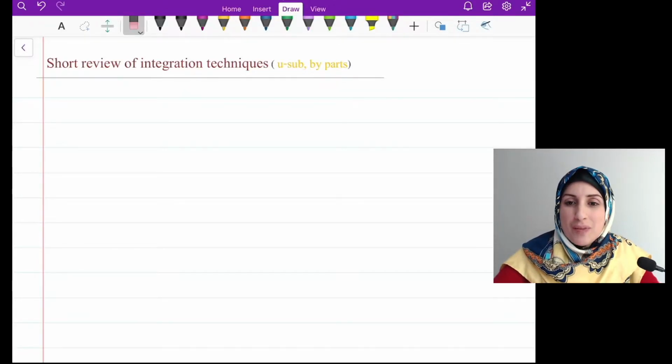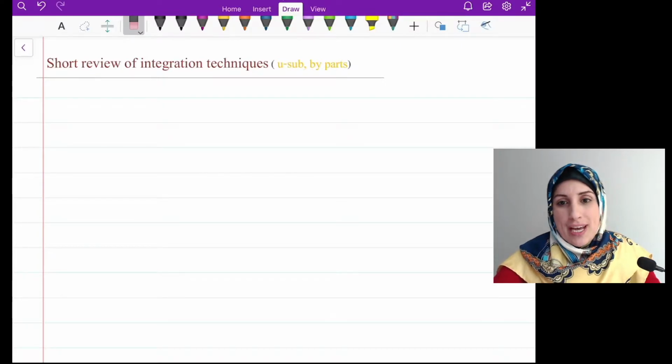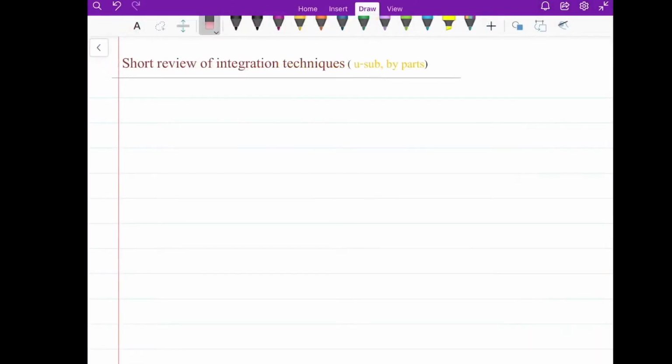In this video, I'm gonna do a quick review of integration techniques, use substitution, and by parts. So let me start. I'm gonna solve the integral of x squared cosine of x cubed dx. Okay, I'm gonna find the antiderivative of this function, but how can I do that?